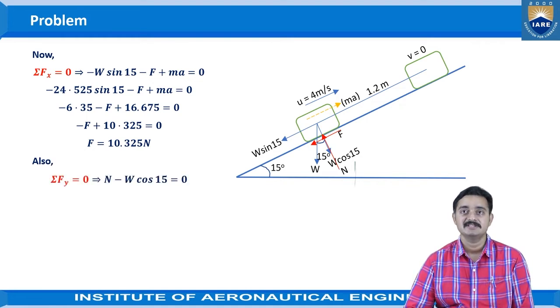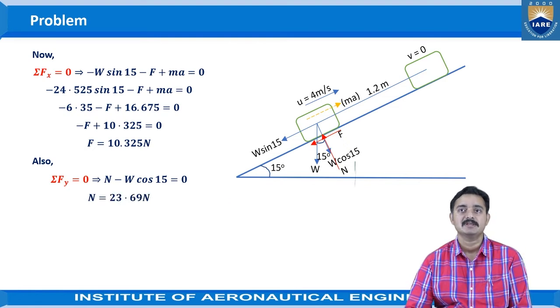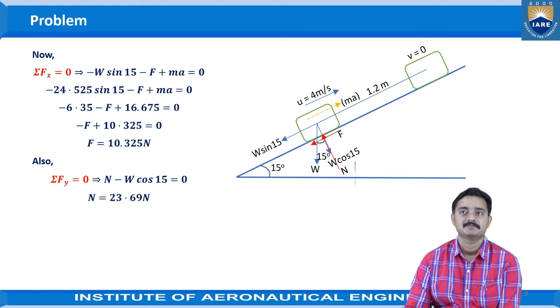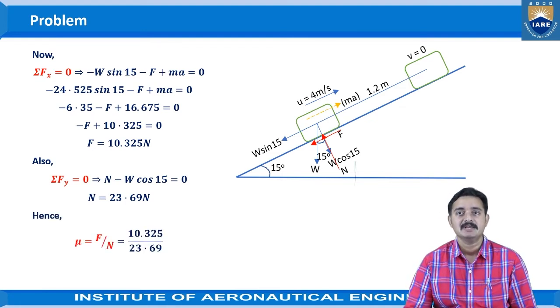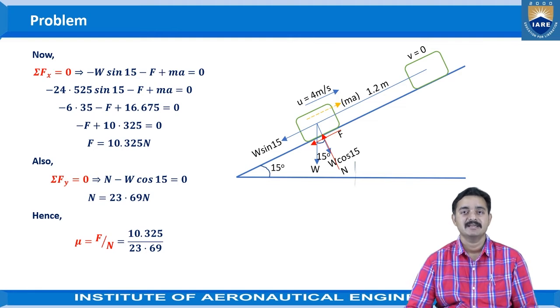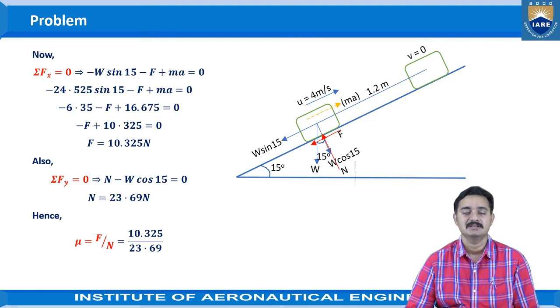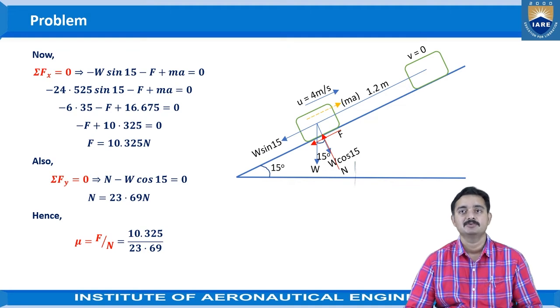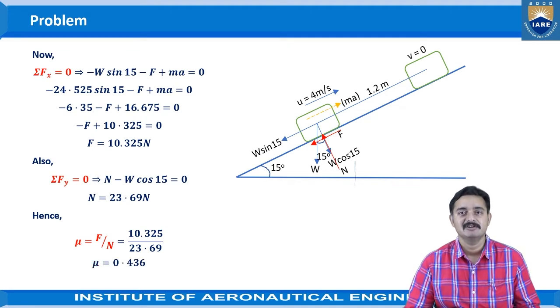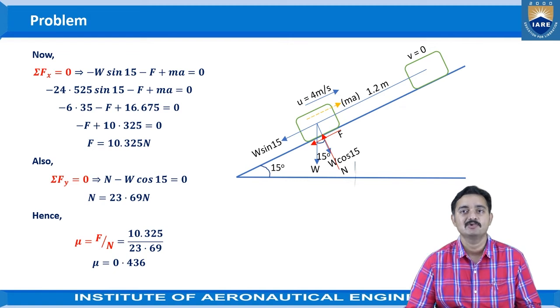Also, sigma Fy is equal to 0. That is, all the normal to the plane components equal to 0. That we will obtain as N minus W cos 15 equal to 0. So from this, the value of N, the normal reaction, can be obtained as 23.69 newtons. Hence, mu can be obtained as F by N. The coefficient of friction mu equation is F by N. When you substitute the values, you will get the value of the coefficient of friction as 0.436. So this is the coefficient of friction value for the given system.